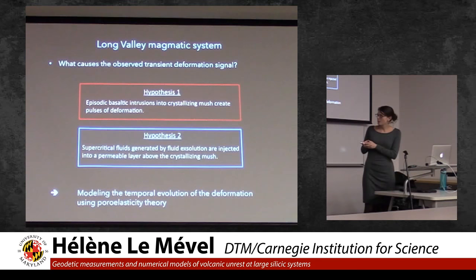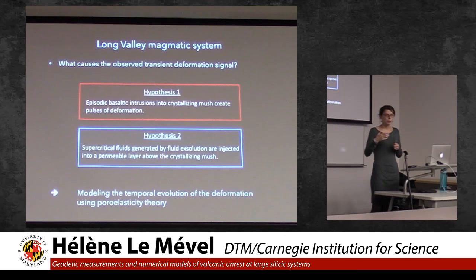The two hypotheses are: episodic basaltic intrusions into a crystallizing mush create those pulses of deformation, or supercritical fluids generated by the exsolution of fluid are injected into a permeable layer above the mush. I'm going to be modeling the temporal deformation that I just showed you using poroelastic models. In both cases, I will be modeling the flow of fluid, either magma or water, through porous rocks.